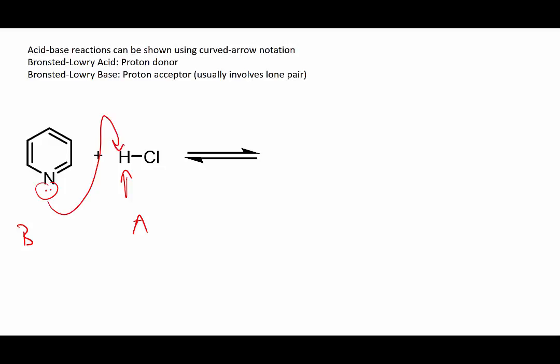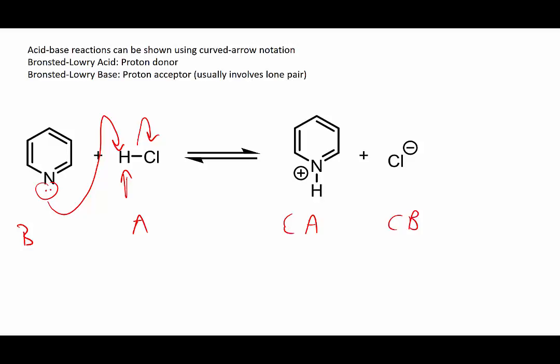When it forms a new bond, we're going to break the bond between the hydrogen and the chlorine. This results in the formation of pyridinium. It's going to be our conjugate acid, and the chloride ion, which is going to be our conjugate base. If we do the reverse reaction, the chloride would be attracted to the proton, which will give the lone pair back to the pyridine.